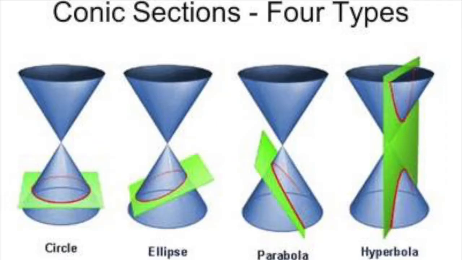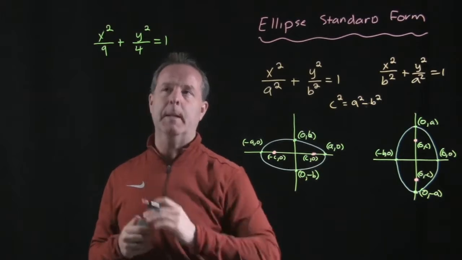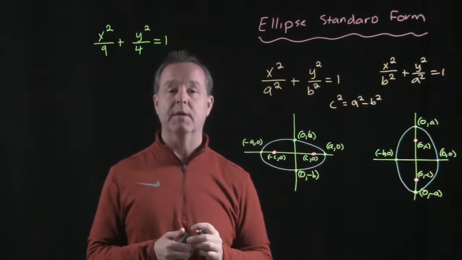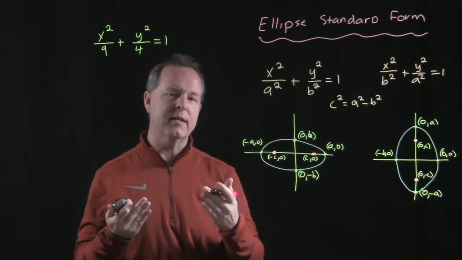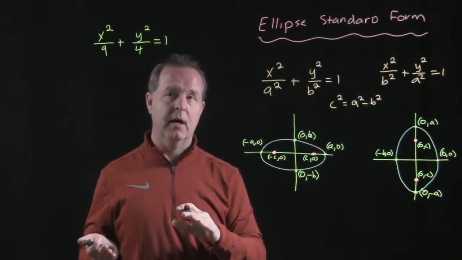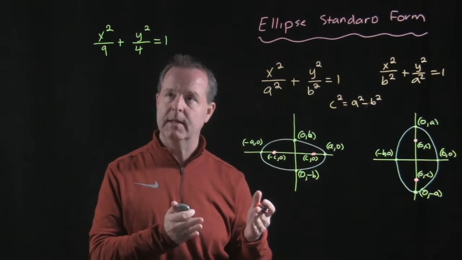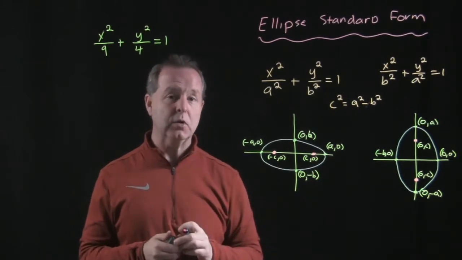One of the conics we're going to explore are ellipses. And we're going to see ellipses that look in a form such as x squared over 9 plus y squared over 4 equals 1. And so we want to look at that and recognize which kind of conic it is. Are we able to recognize that it's an ellipse? And if so, what does that ellipse look like?